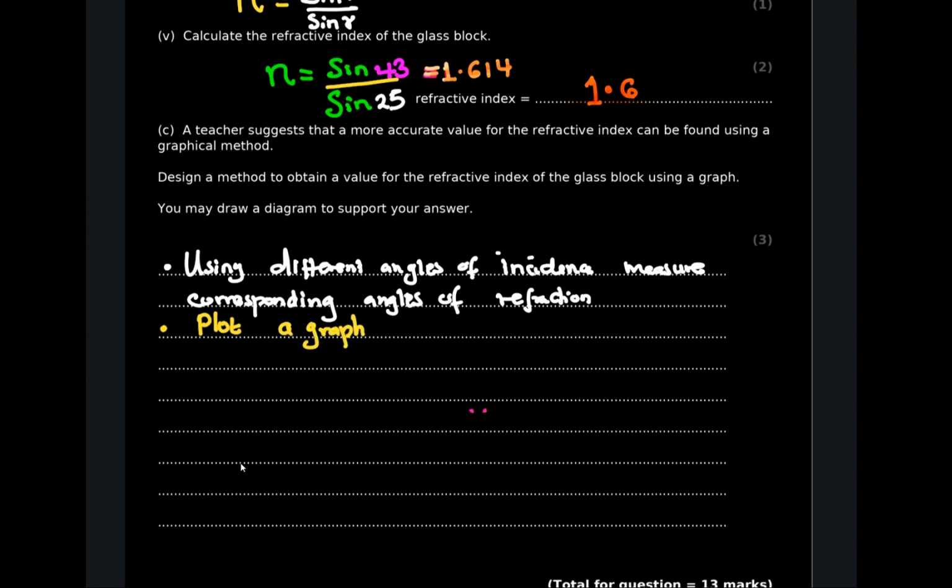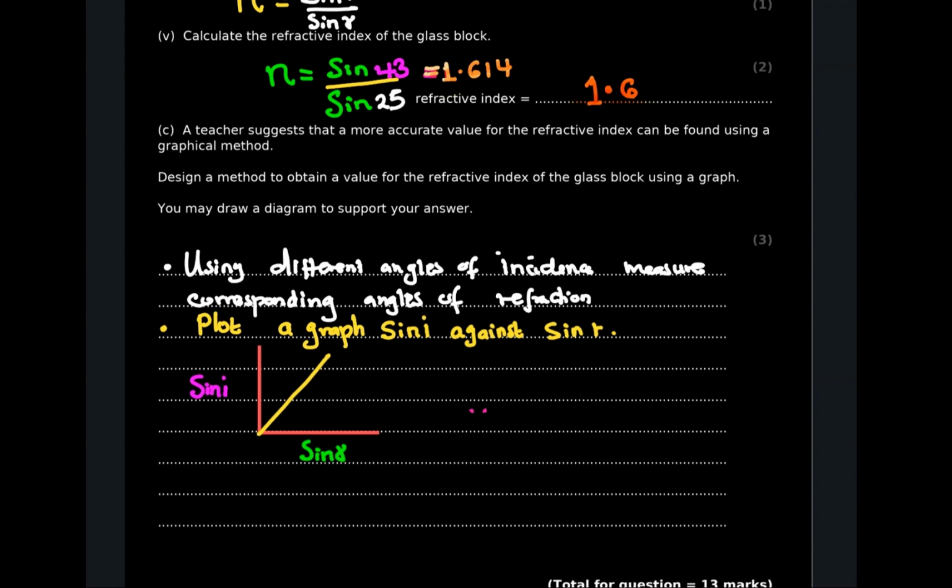Next step is to plot a graph of sine i against sine r. Now after you have gotten pairs of angles of incidence and angles of refraction, you are going to find sine i and sine r in a table, and then you shall plot a graph of sine i against sine r. Then you see here we are going to get a straight line graph. This straight line graph indicates that as the angle of incidence increases, the angle of refraction also increases.